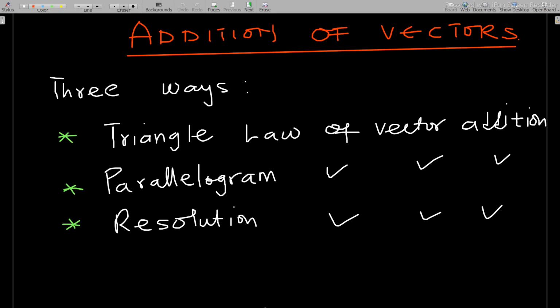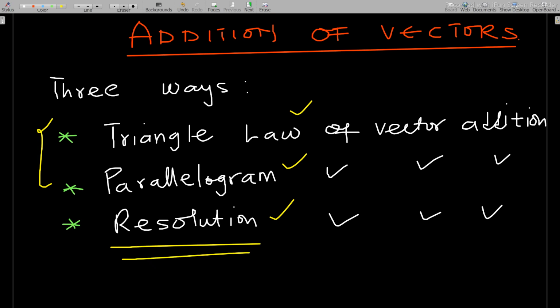In vector addition we have three ways of doing that. First of all, the triangle law of vector addition, and we also have the parallelogram law of vector addition, and we have the resolution law. But here we will stick to both the triangle law and parallelogram law, and the resolution law we will talk of much in our lesson of electrostatics.